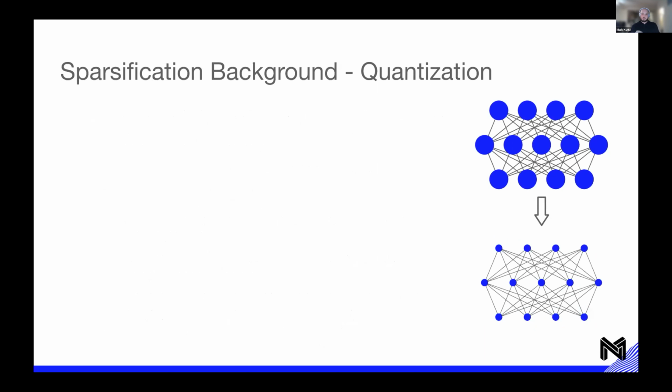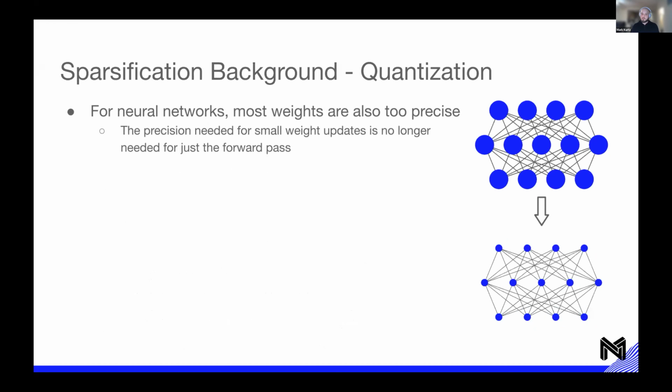So diving into quantization, which we can see on the right, we have our same neural network, and you can see that we made it smaller. Both the nodes and the lines, the connections, got smaller. So what this leads to is that for most neural networks, most weights are also too precise. The precision needed for those small weight updates, as we're talking through SGD and backpropagation, is no longer needed as we're just doing the forward pass. So since we're not updating the weights, we can actually approximate the forward function with a simpler function. And that's what quantization does.